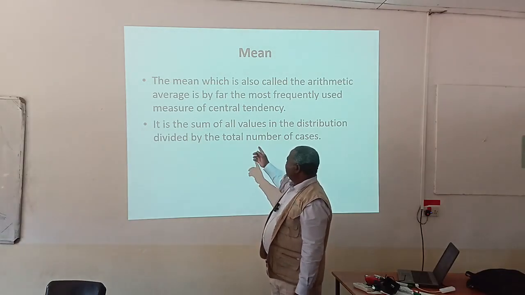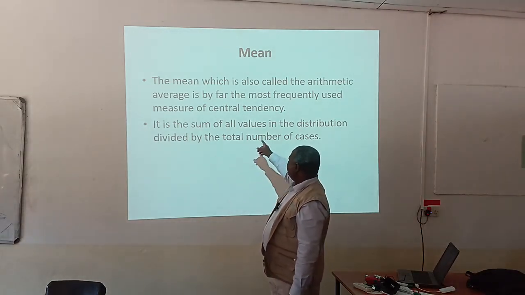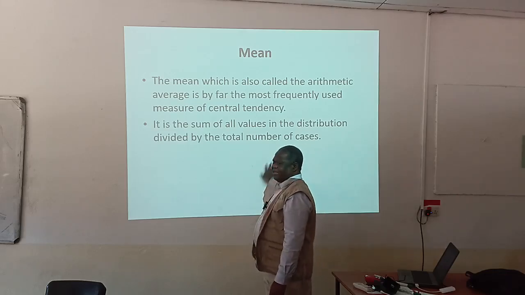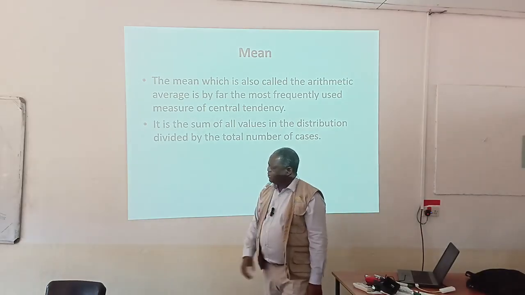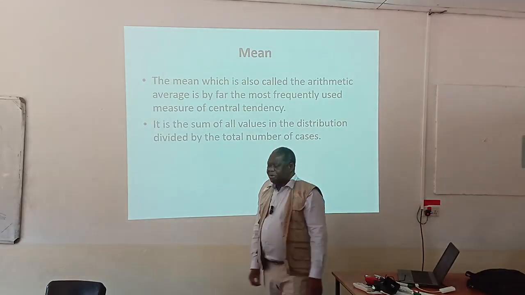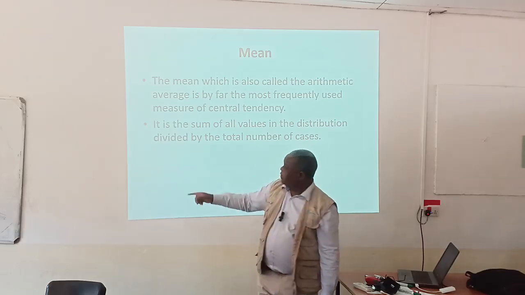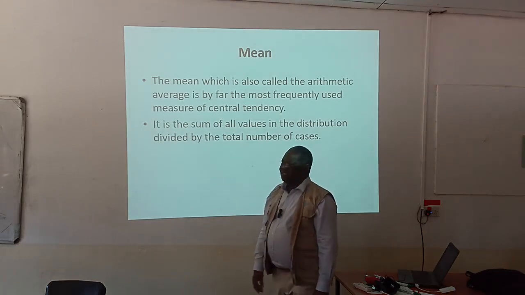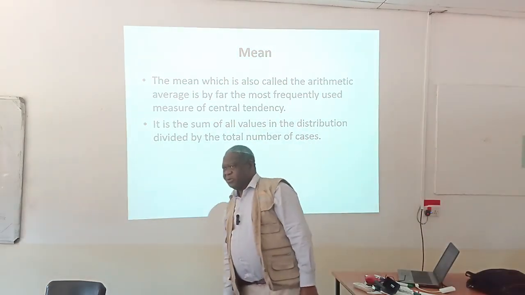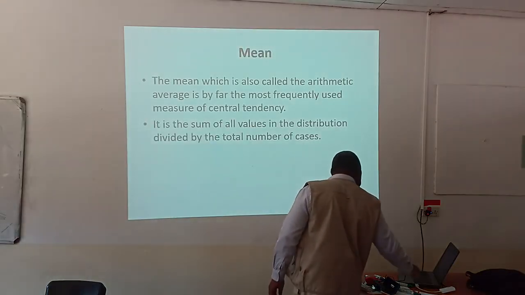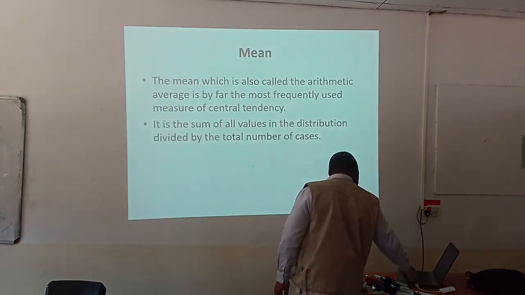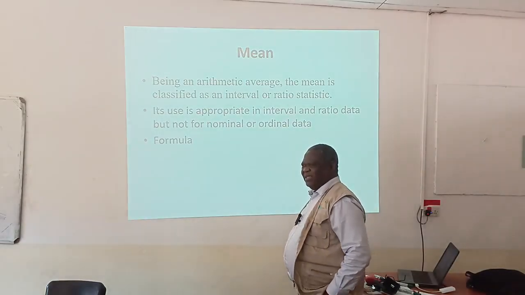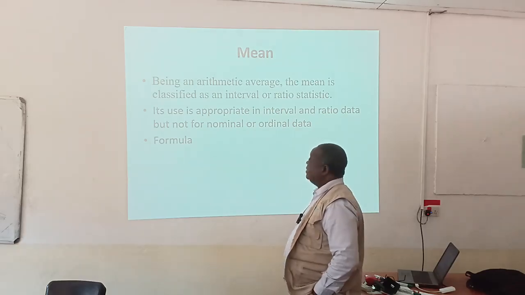So, when we are talking about the mean, it's the sum of all values in the distribution divided by the total number of cases, or the total number of observations. The N is the number of observations, and the sum of X is the summation of the values in the distribution. Did we talk about the mean last time? We had just started it. This is where we actually stopped last time.